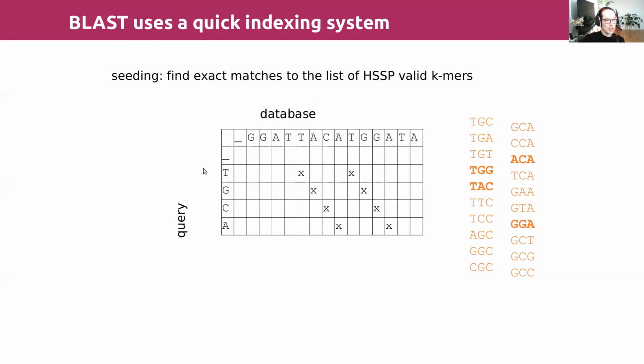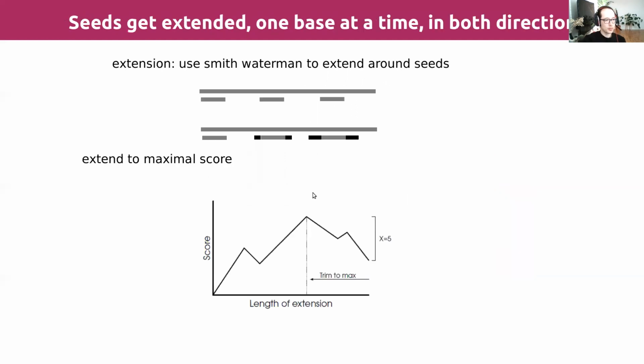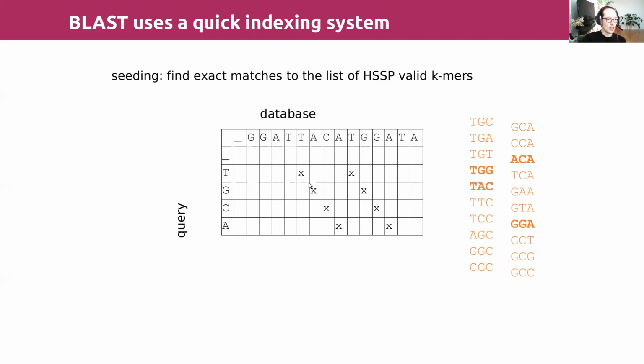So in this case, here's our original query sequence and a small example of a database sequence. And we get a match here, TAC. TAC is one of our 3-mers that we're searching for. And you can see it goes here. Likewise, ACA here, TGG, and GGA.